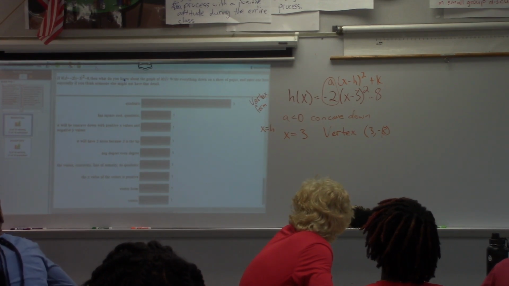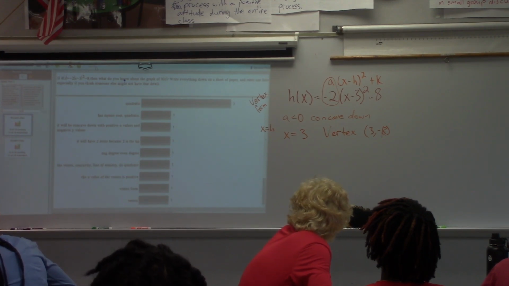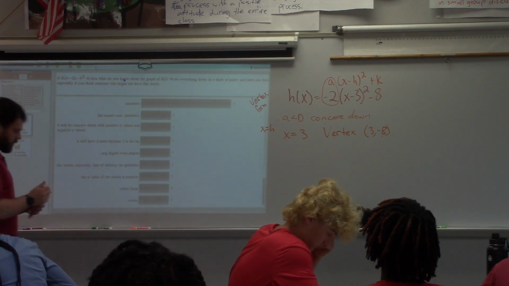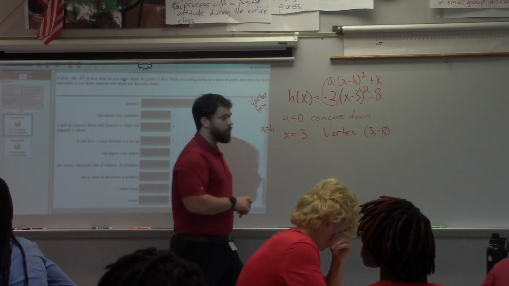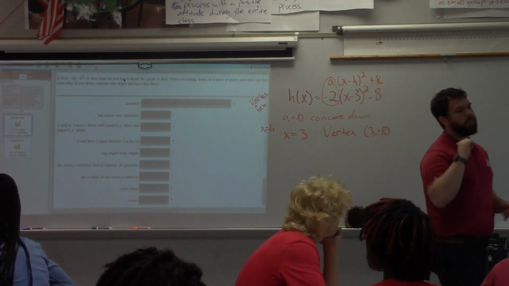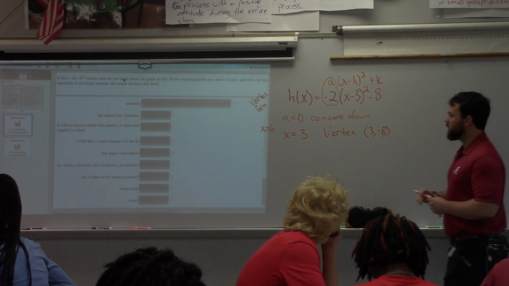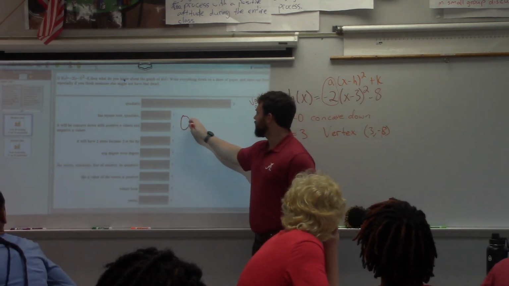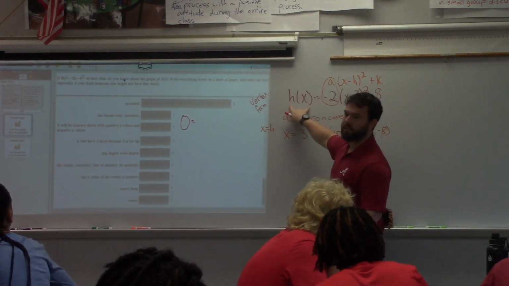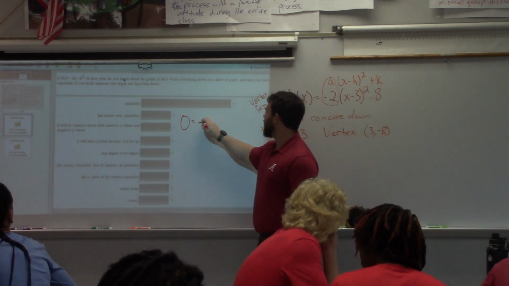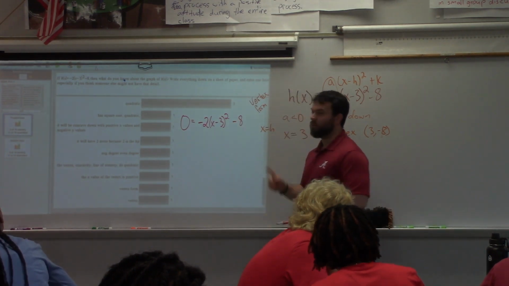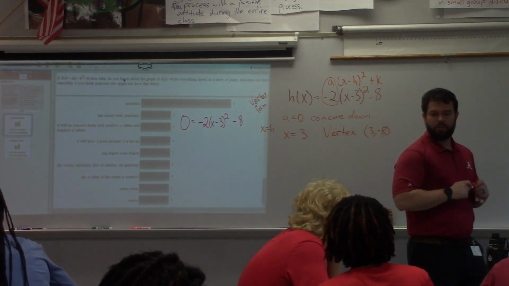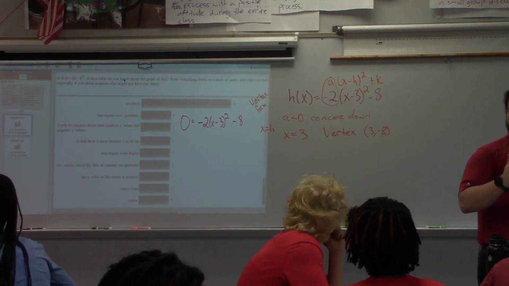Has 2 zeros. How would I find those 2 zeros? Okay, but how? Okay, so maybe the zero product property, but before we can use the zero product property, that function has to equal what? 0, right? So let's say 0 equals, I'm looking for 0, so what is h of x going to be? 0, and I get -2 times x minus 3 squared minus 8. So look at that again. Can I use the zero product property? What form does it have to be in?